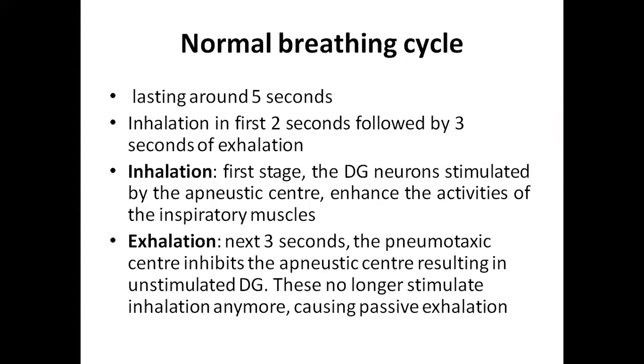So coming to the normal breathing cycle. The normal breathing cycle usually lasts for around 5 seconds, and inhalation takes place in the first 2 seconds, and during the later 3 seconds exhalation takes place. In the inhalation during the first stage, the dorsal group of neurons will be stimulated by the apneustic center. And this stimulation by the apneustic center results in the enhancement of inspiratory muscle activity. So that's why inhalation takes place.